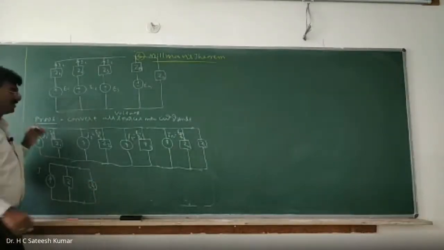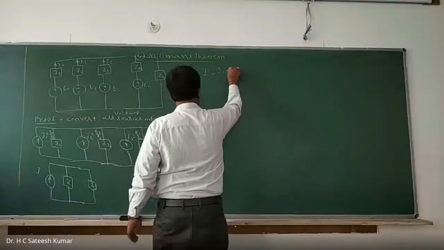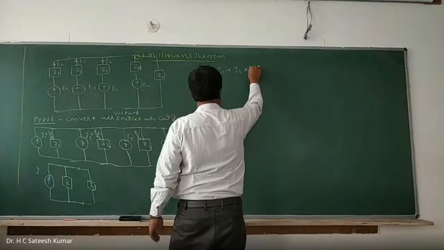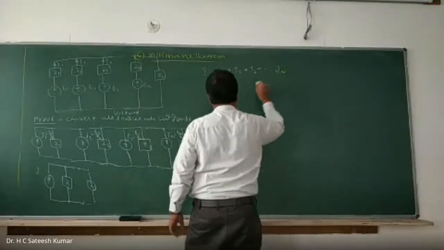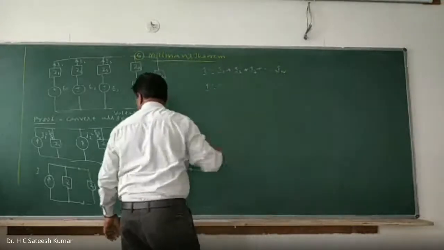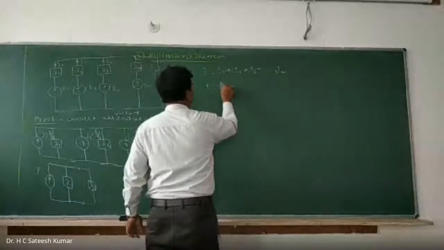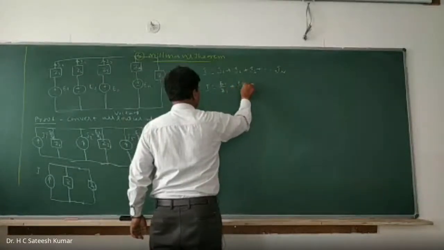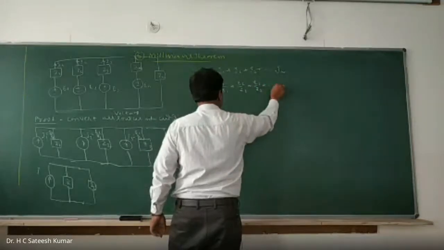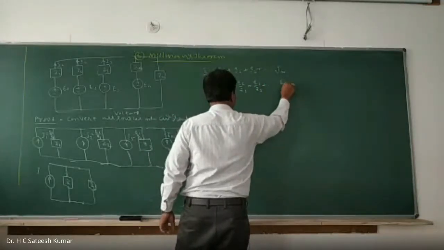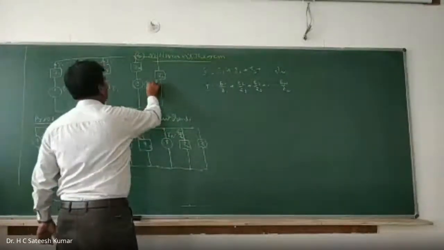Okay, right. Where I is equal to what? Where I is equal to I1 plus I2 plus I3 plus so on to In. Each I1 is what? I1 is equal to E1 by Z1. So I is equal to E1 by Z1 plus E2 by Z2 plus E3 by Z3 plus so on to En by Zn.